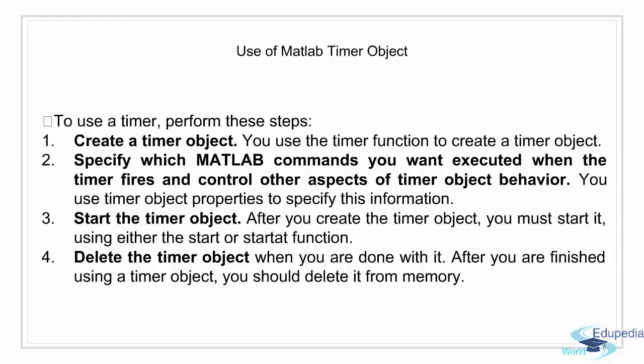There are certain steps that need to be performed to use a timer object in Matlab. I have summarized those in these 4 steps. The first one is that we create a timer object. We use the timer function to create a timer object. Then the second step is to specify which Matlab commands you want to execute when the timer fires, and also to control the other aspects of timer object behavior. Here you use the timer object properties to specify this information. Then the third step is to start the timer object. After you create the timer object, you must start it using either the start function or startat function.